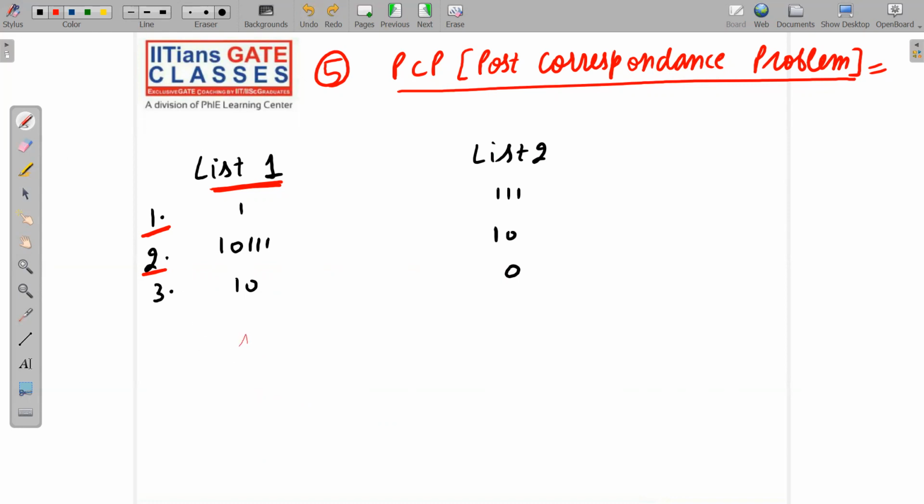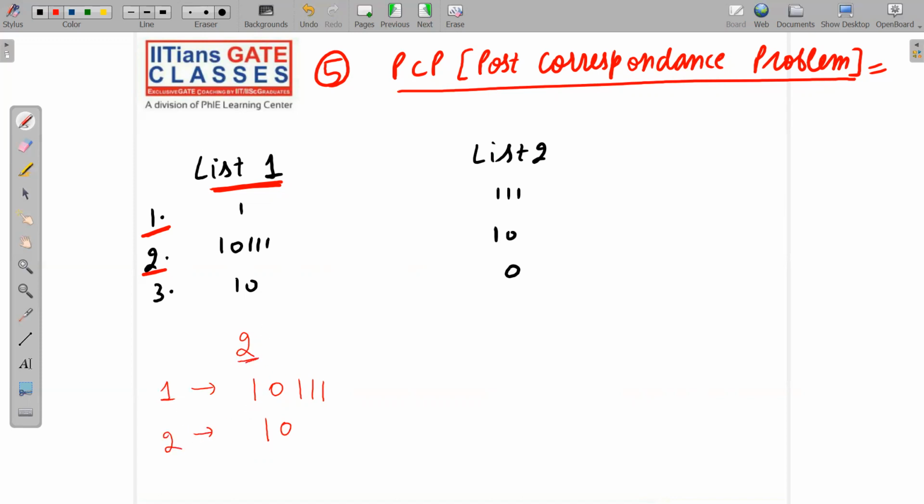From list number 1, actually it is very light, so let me take it like this. From list 1 I am choosing number 2. Number 2 means what? From list 2 also I have to choose number 2. So 10111. Below that I will write 10. So these are the numbers from list number 1, and these are the numbers from list number 2.